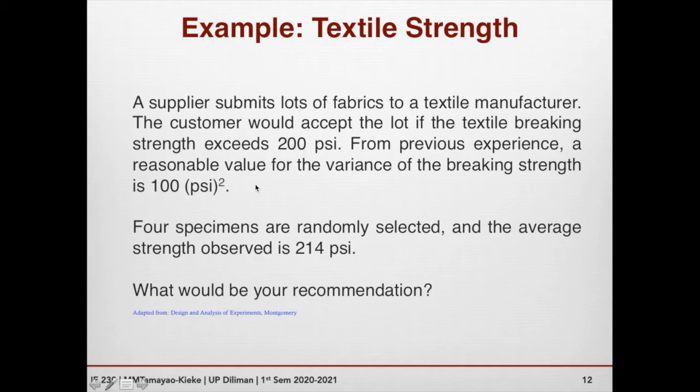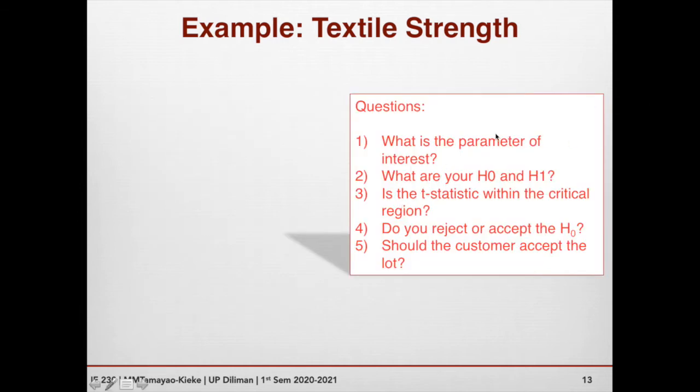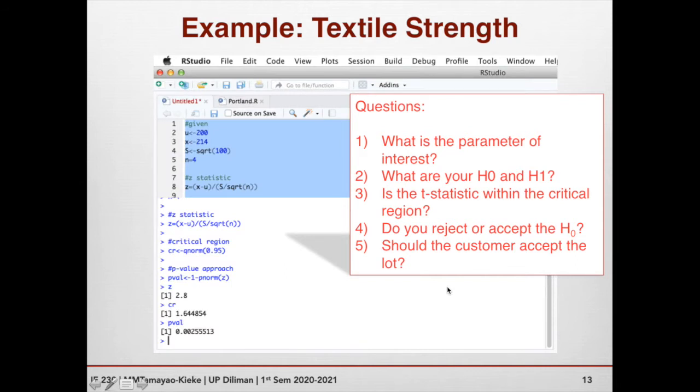So you actually have the values that you will need to use in conjunction with the formula that I showed earlier. First, what is the parameter of interest here? Second, what are your H naught and H1? Third, is the test statistic within the critical region? Fourth, do you reject or accept the H naught? And fifth, should the customer accept the lot? Okay, so let's see. What is the parameter of interest? We are interested in the mean textile strength, right?